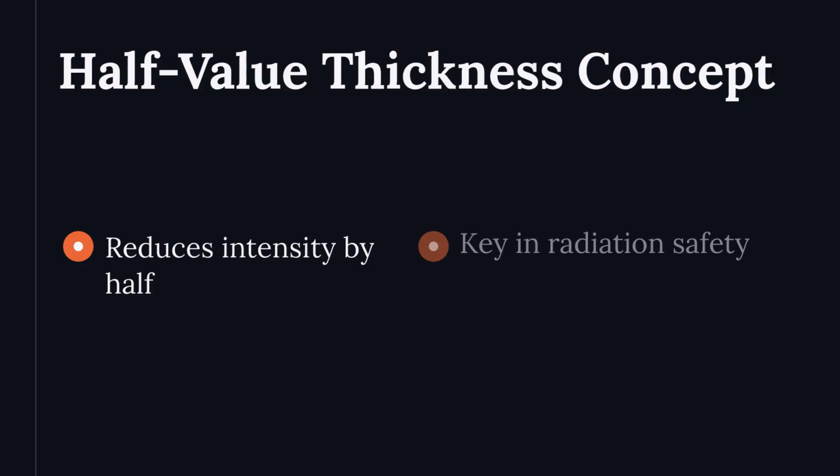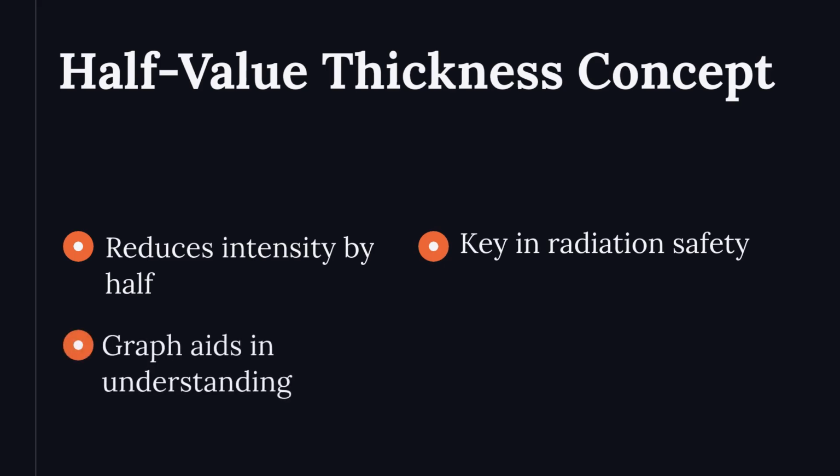Half-value thickness reduces intensity of gamma or X-rays by half. It's described by I equals I naught e to the negative mu x. The graph helps find half-value thickness. This concept is key in radiation protection. Understanding absorption is vital for safety measures.